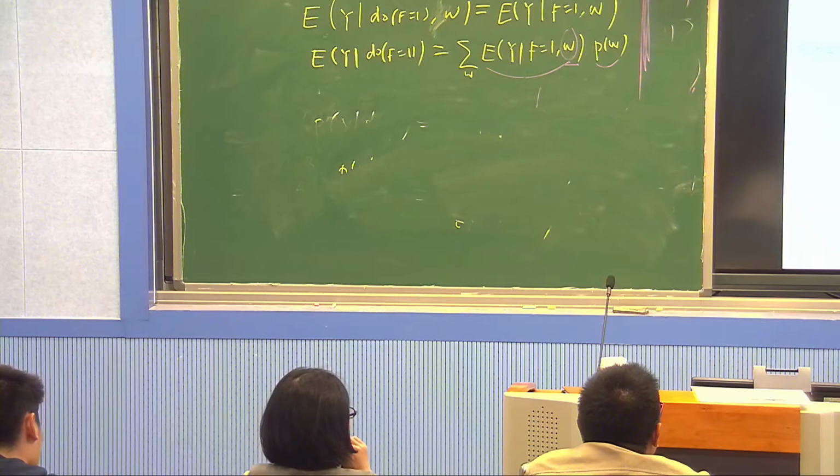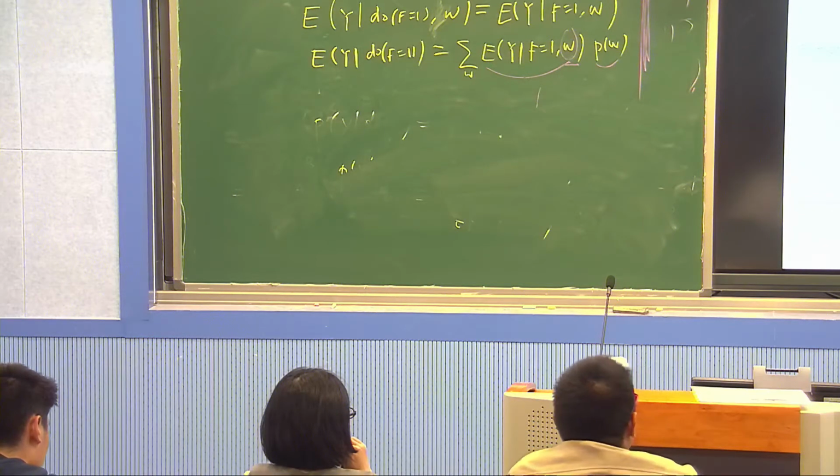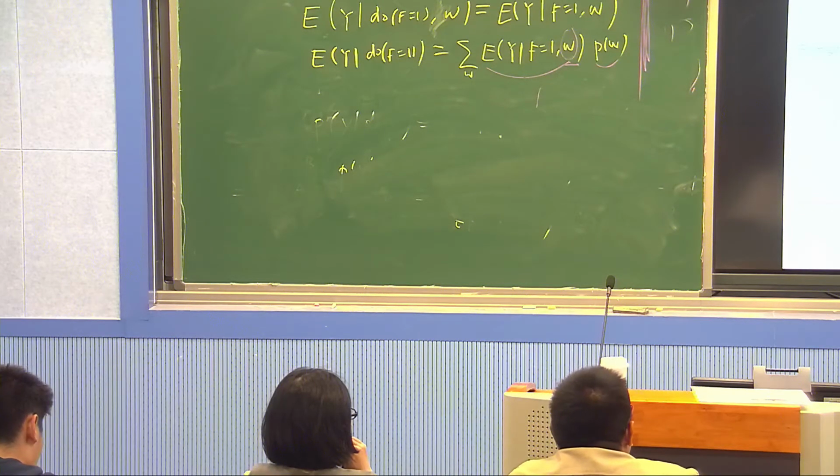Using backdoor criteria, what the backdoor criteria says is you don't need C. Okay, we don't need to observe C. If we observe W alone, then the causal effect is identified. That's what the backdoor criteria say. So now here the question is, what if W is also not observed? If we do not observe W, is there any way for us to identify the causal effect of F on Y?